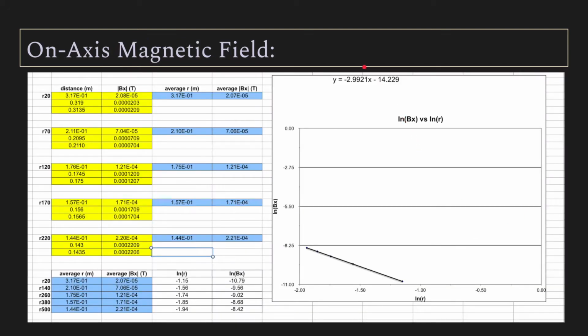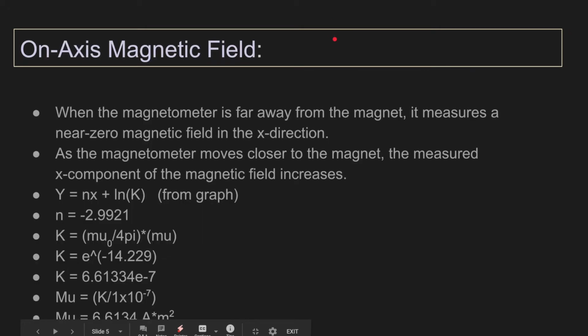Next is our on-axis magnetic field. This is the data from that. We have the different distances, the magnetic field in the x direction, their averages, and the graph which shows all of this information. More about the on-axis magnetic field. When the magnetometer is far away from the magnet, it measures a near zero magnetic field in the x direction. As the magnetometer moves closer to the magnet, the measured x component of the magnetic field increases.